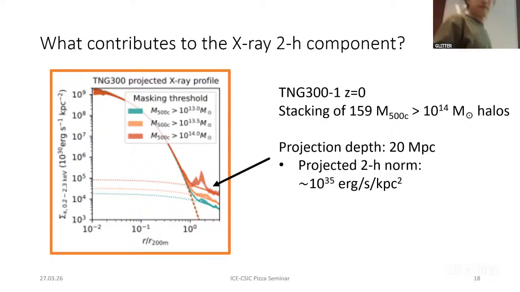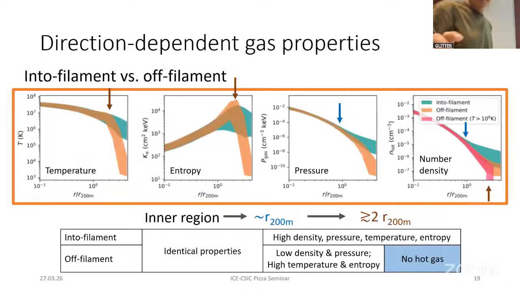But then we see that with the 20 megaparsec projection, the two-halo term normalization is 10 to the 35 or less than 10 to the 35. And if you remember the plot I showed you before, we got a similar order of magnitude if we convert the surface brightness back to ergs per second per square.